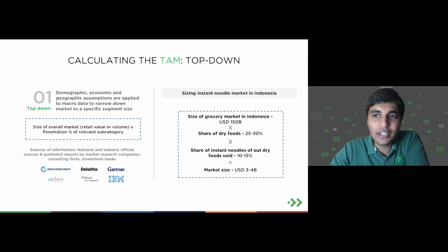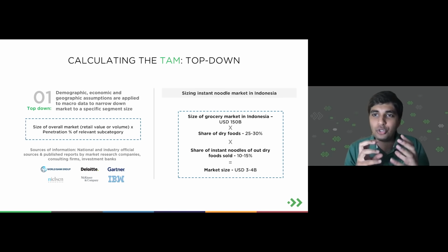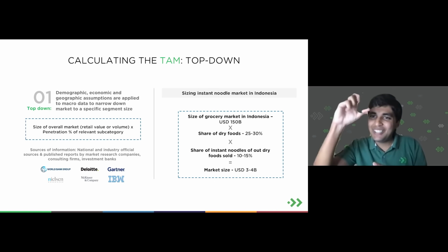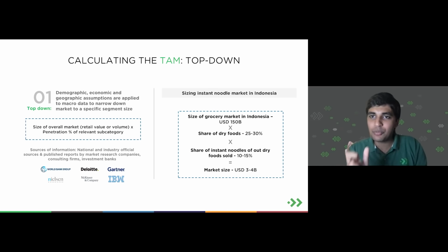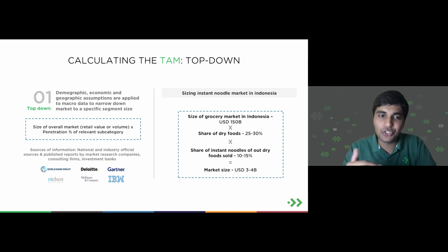The first slide would tell you, how do people calculate TAM? It could be a top-down approach or a bottom-up approach. Those are two mathematical approaches. Top-down means you start from something as big as a demographic, an economic segmentation, or some geographical assumptions, and then you narrow down to a particular, smaller number, but you start with a big number first. That's what top-down usually means.